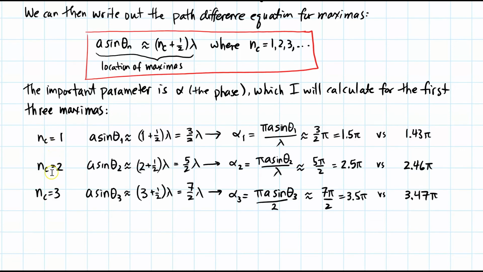For NC 1, 2, and 3, the path difference should be then approximately 3/2 lambda, 5/2, and 7/2 lambda. So when I go and calculate the alphas, I'm going to take a sine and plug it right into this equation, which then tells me that the approximate value of alpha 1 is about 1.5 pi, 2.5, 3.5 pi, but for the first three, the actual values, you could see that there's a difference between these two. So if we agree to this condition here, we know that these guys are approximate values.